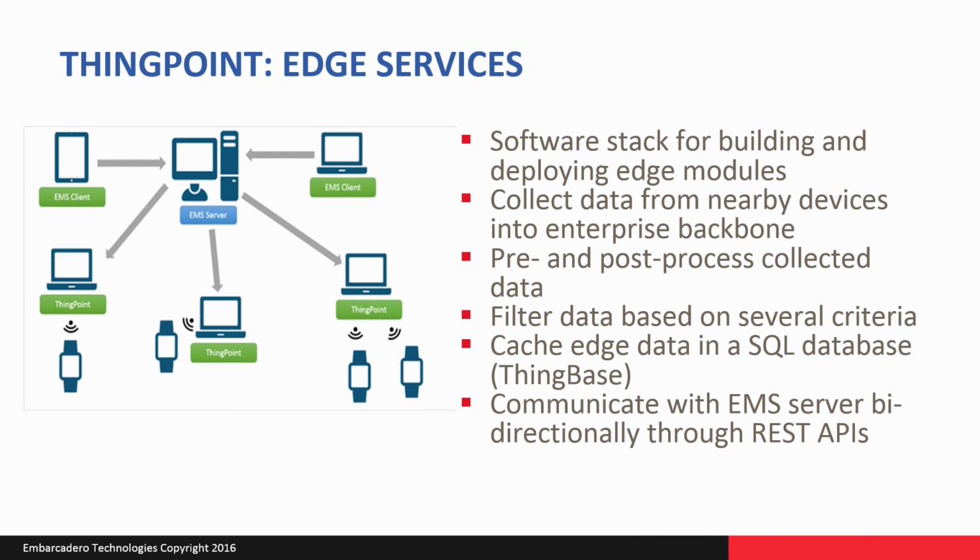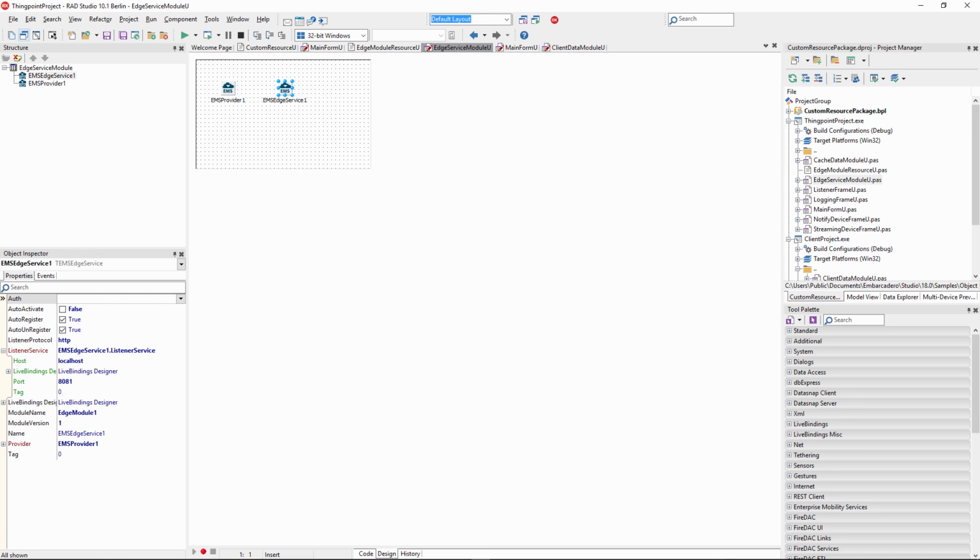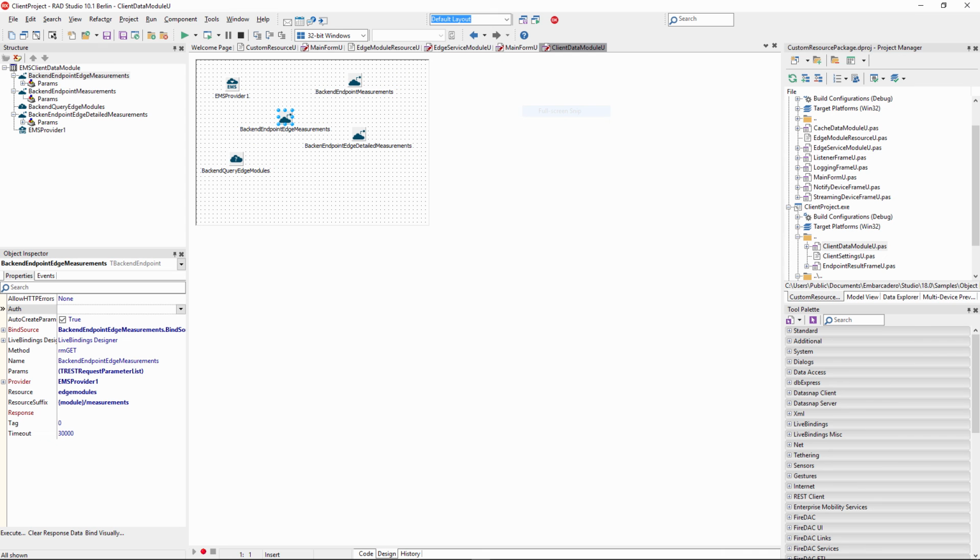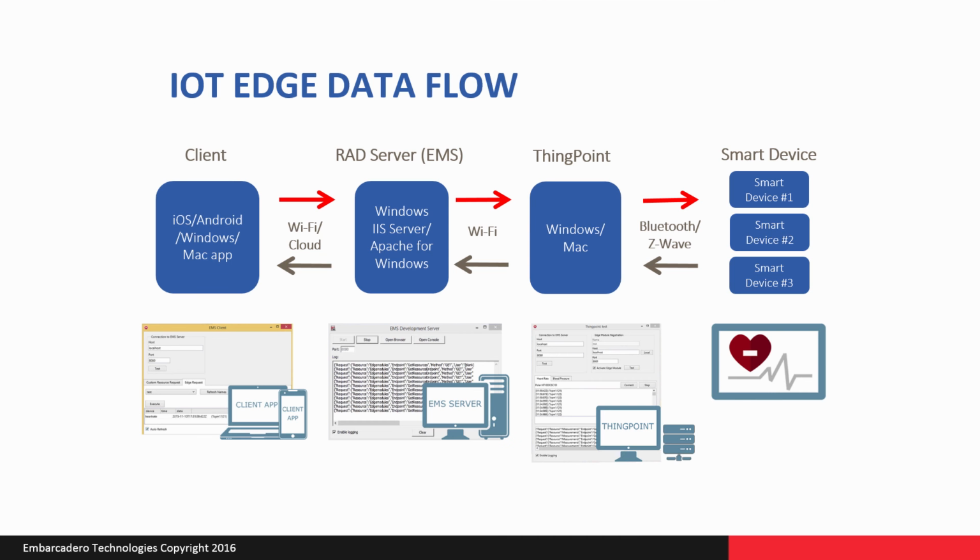You can use the new ThingPoint Edge services, which is a software stack for building and deploying modules. You can collect the data, you can filter the data, you can cache it in a SQL database, which is Interbase, we call it ThingBase. And you can also communicate through REST APIs to client applications who want to access the data that's coming from these different ThingConnect devices.